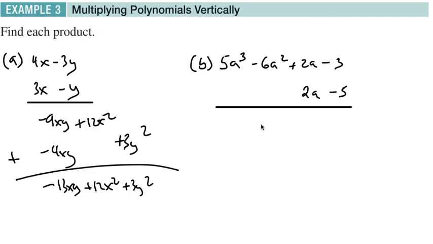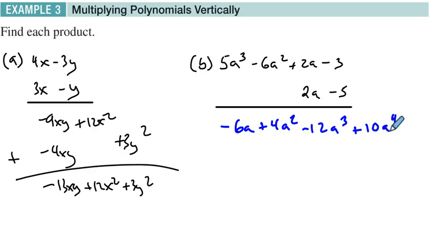For part B now, we're going to do the exact same thing. We'll start with our 2a and go ahead and start multiplying that first. So 2a times negative 3 is a negative 6a. 2a squared times 2a is a positive 4a squared. 2a times a negative 6a squared: 2 times negative 6 is negative 12, and then a times a squared is a cubed. And then 2a times 5a cubed is going to be 10a to the power of 4.